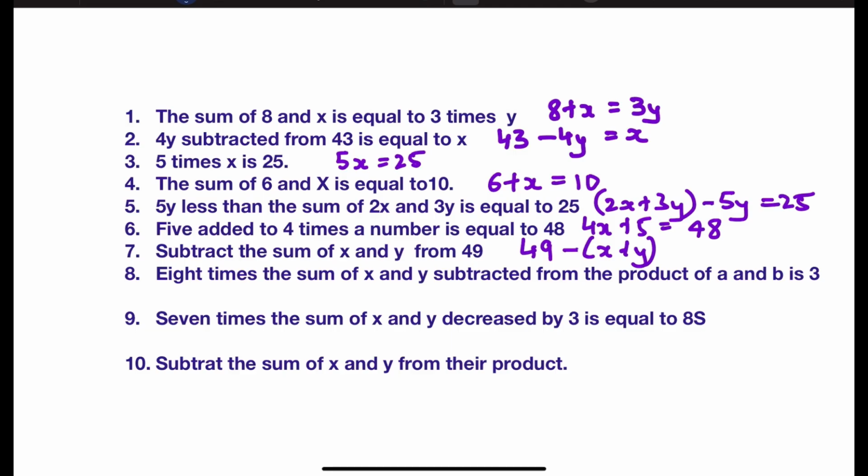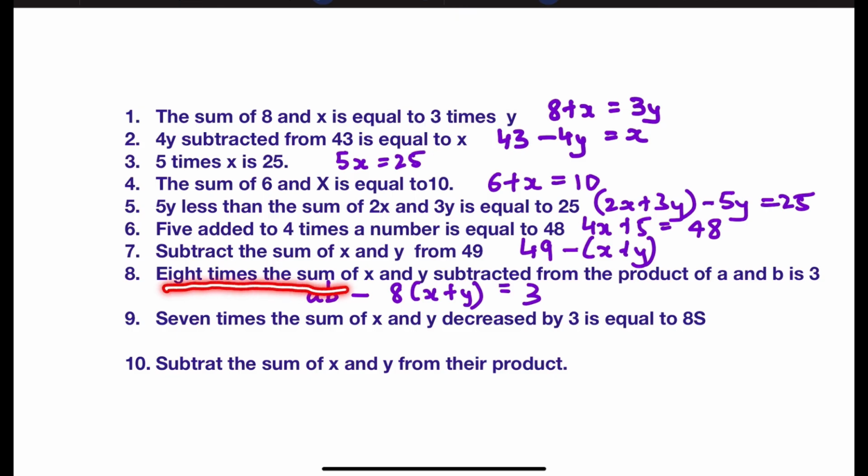8 times the sum of x and y subtracted from the product of a and b is 3. Okay, 8 times the sum of x and y subtracted from, after from what is there, guys? Product of a and b. First I'm going to write that because that is after the word from. From the product of a and b, we are subtracting something. What are we subtracting? 8 times the sum of x and y, which is equal to 3. Let us see whether we have framed it correctly.